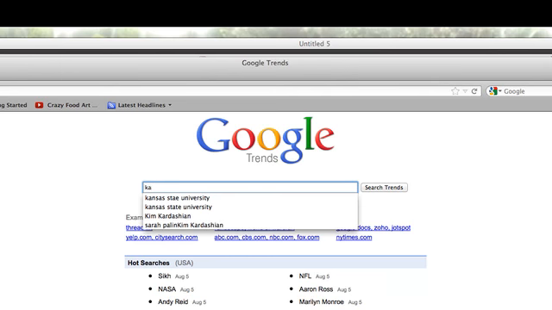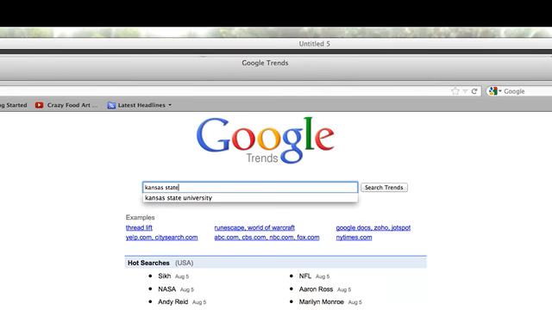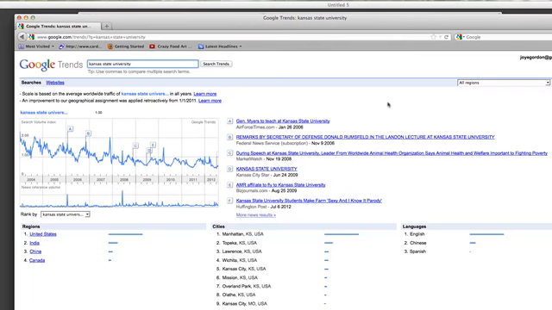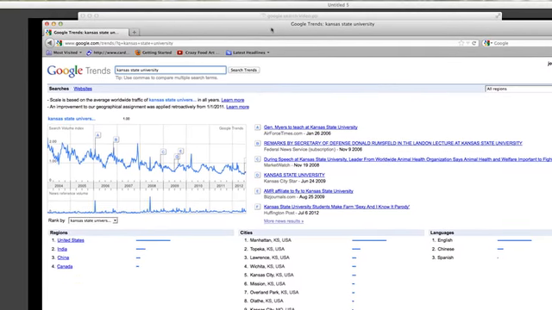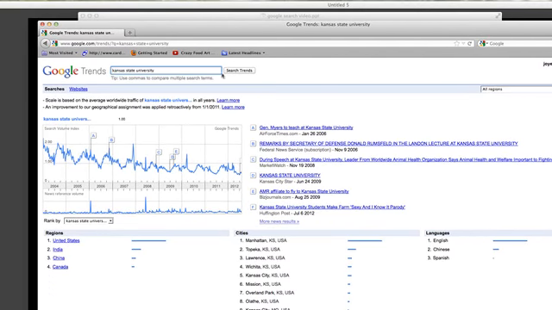Kansas State University. If I were working in the communication and marketing department of Kansas State University, I would be very interested in what's going on out there as far as the number of people searching my university and how often it appears in news volume. So if I type in that query term into Google Trends and hit search, it will give me a report. And it looks pretty complicated, but let's slow down and take a look at what it's telling us.